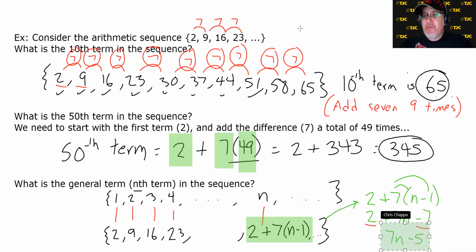What is the general term? The general term is 7n minus 5, and I don't like that highlighting. Let's use a different color. There we go.